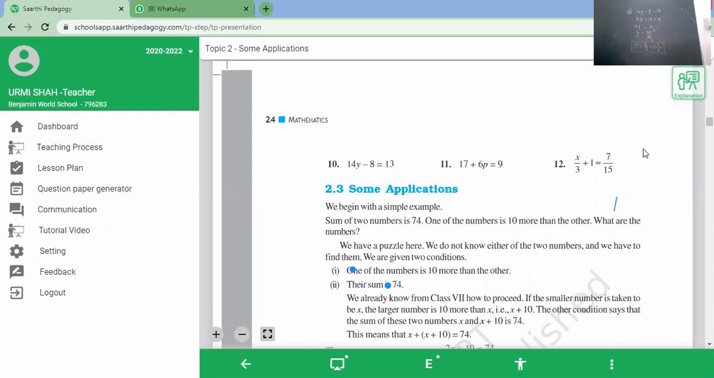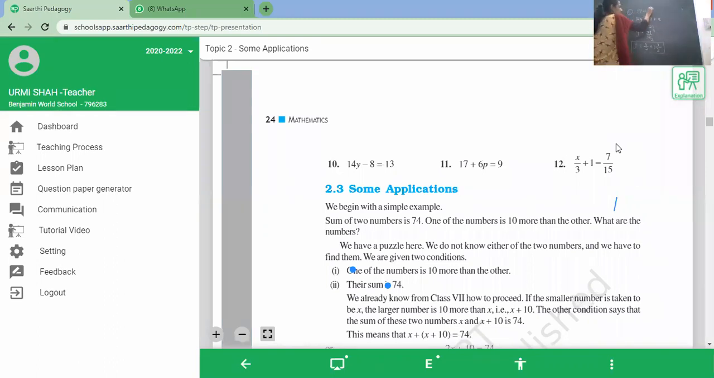Ma'am, is it necessary to convert an improper fraction into a mixed fraction? See, we don't know in which type we have to write the answer, so convert it into the mixed fraction. Whenever possible, try to convert into mixed fraction only. Okay, ma'am. It will just take 2 or 3 minutes, nothing more than that.